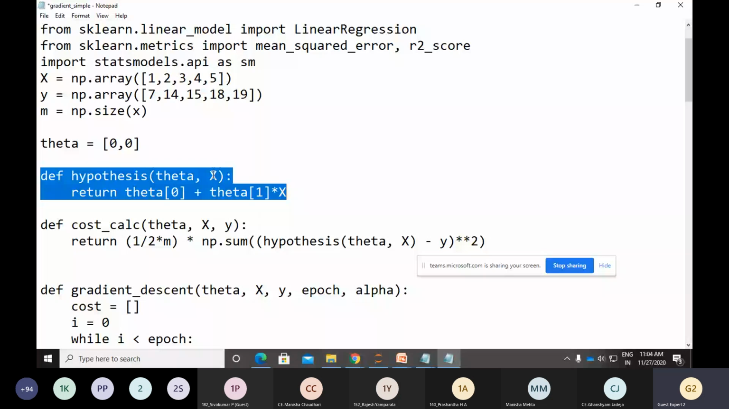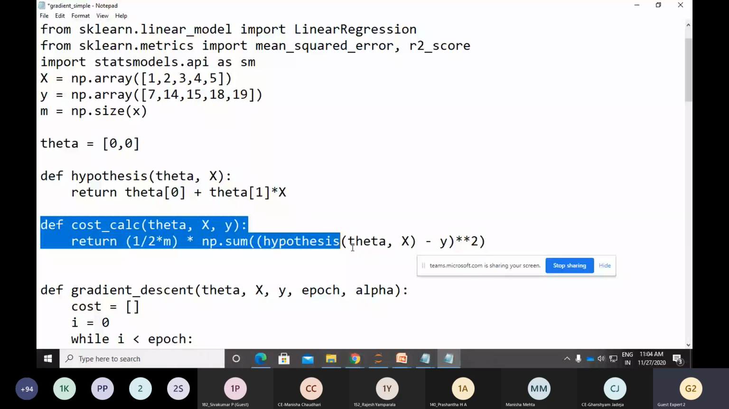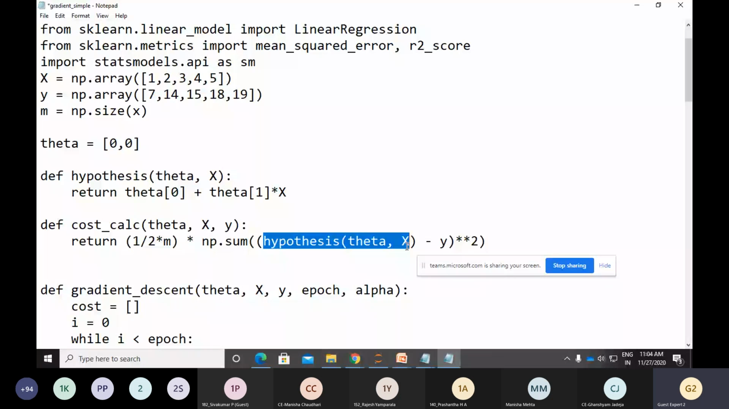Then this is the cost function that will find the cost of error. Cost means what? The error. For that, I have to predict the value using theta and x and then find the difference of that predicted value with the actual value of y. So this is the mean squared error, the square error upon 2m. This is the cost function which I have shown you in the slide: 1 upon 2m sigma (h of theta x minus y) whole square. So that I have implemented here.